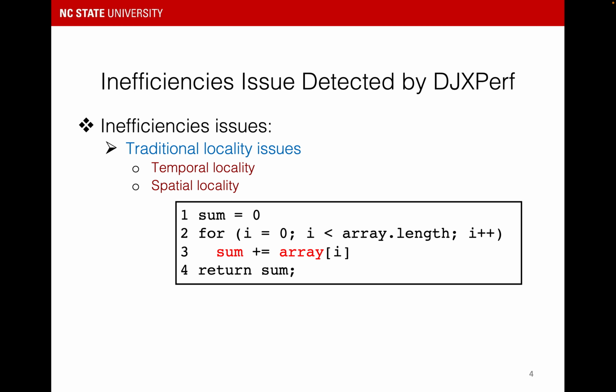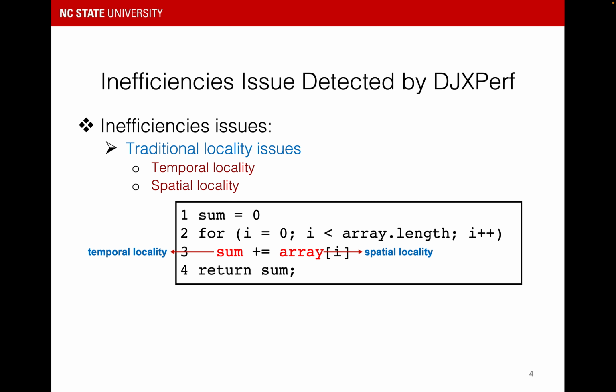Here at line 3, variable sum is being used again and again, which shows temporal locality. The values of the array are being accessed in order, for example, array 0, array 1, array 2, and so on. This shows spatial locality because arrays are adjacent memory blocks, so data near the current memory location is being fetched.